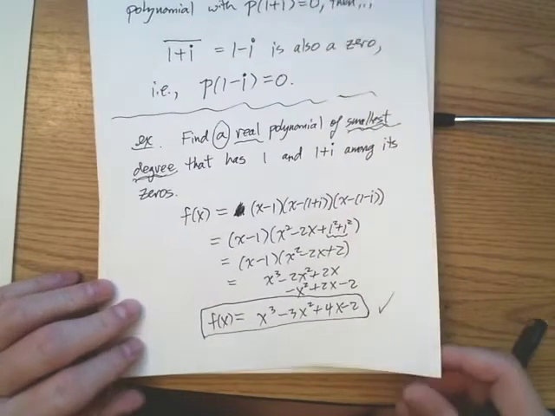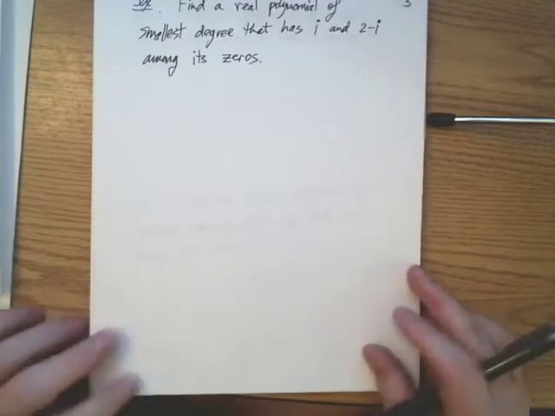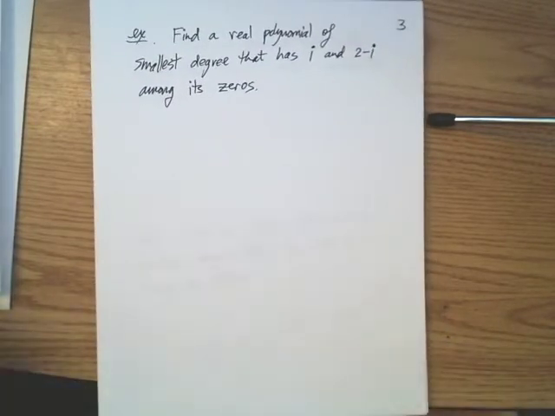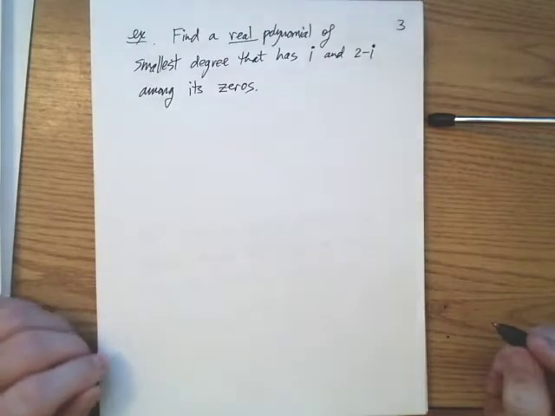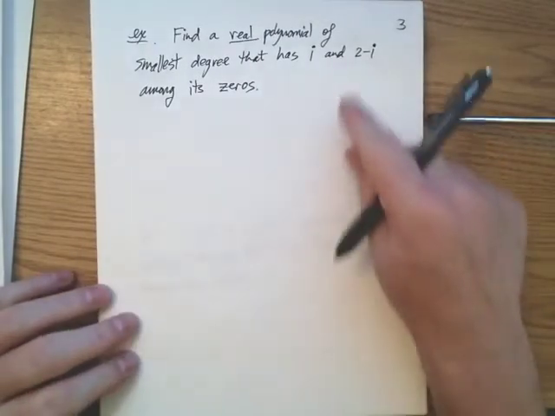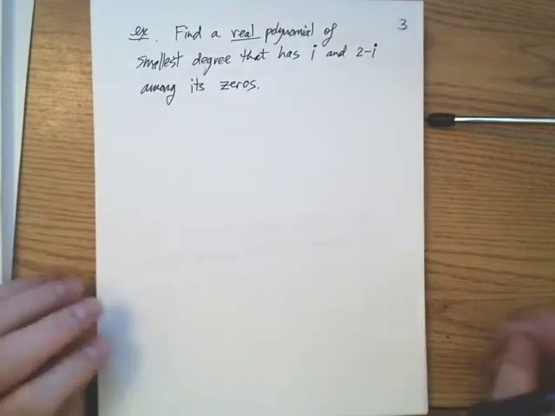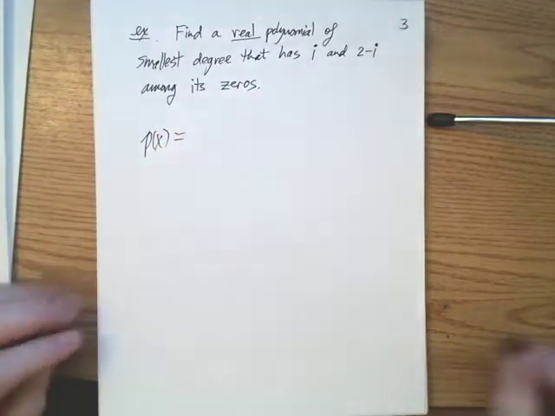Okay? Alrighty, let's work a few more problems along these lines. Okay? Let's have another question. I guess I could have numbered my examples, but I didn't. But anyway, find a real polynomial. Again, okay, I've got that stipulation. A real polynomial of smallest degree that has i and 2 minus i among its zeros. Okay, so I'll give a name like p of x this time to it, whatever you want to call it.